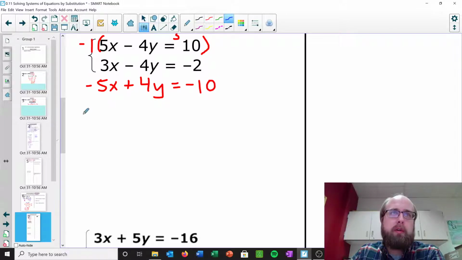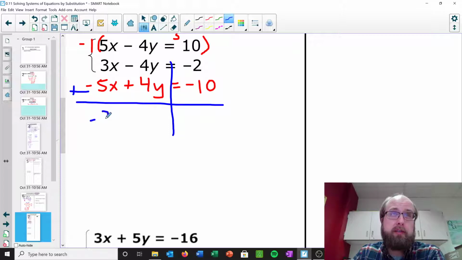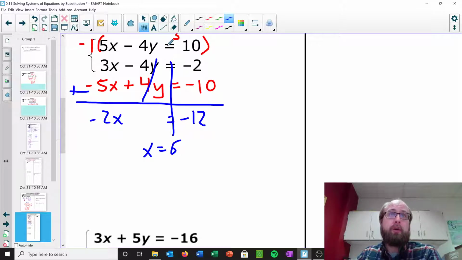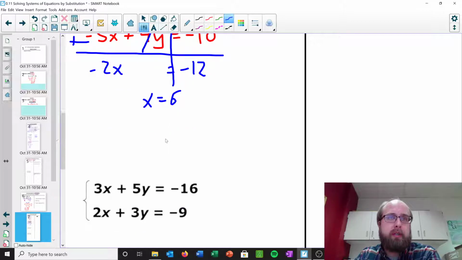And now, if I add these equations together, let's see here. 3x plus -5x, that's -2x. And then here's the trick. This is why I multiplied by -1, because -4y plus 4y, those cancel. And then -2 plus -10 is -12. All right. From there we'd solve, we get x equals 6, then you'd take the 6 and plug it back in. But the big trick is this first step, recognizing, oh, if I multiplied that by -1, then these y's will cancel out.